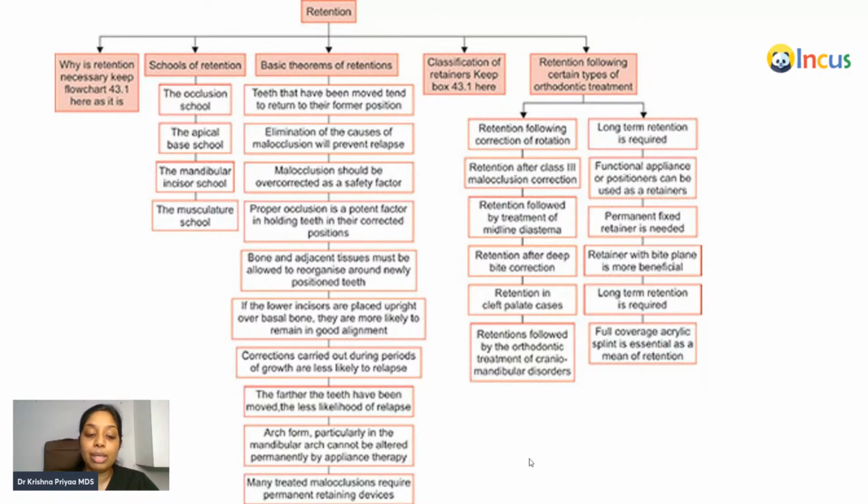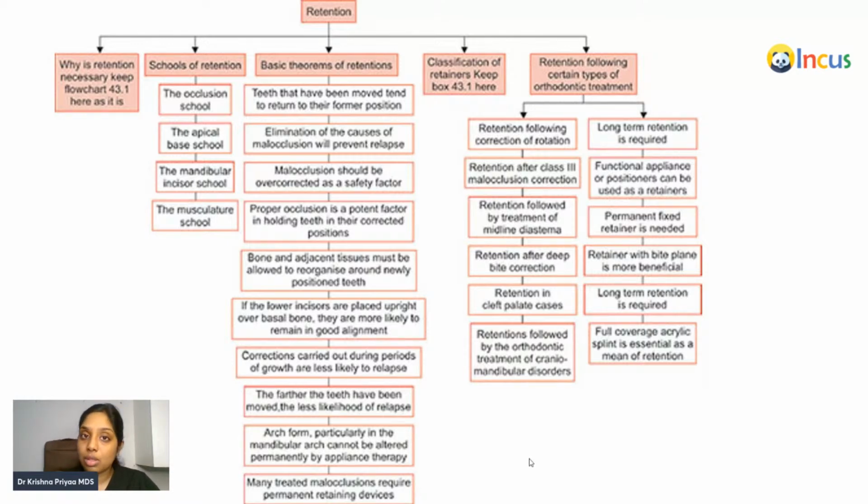And the last theorem is that many treated malocclusions require permanent retaining devices. Mainly in cases of midline diastema, they require permanent retention because inevitably the incisors tend to move away from each other because of the labial frenum or because of muscle tendency, whatever it is. But still, some conditions require long-term retention. So I've just given the gist of what each theorem is like and why each theorem is important when it comes to retention or relapse.